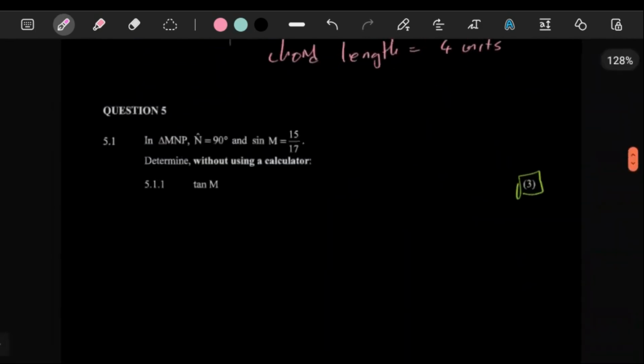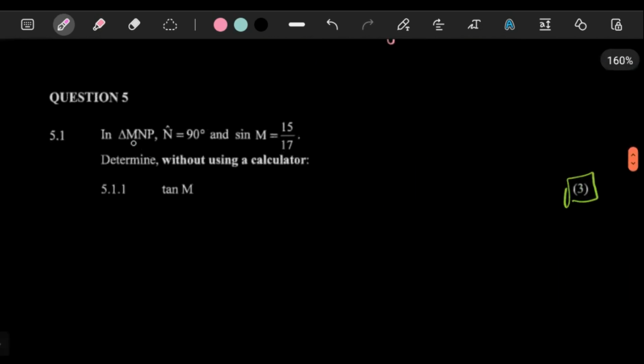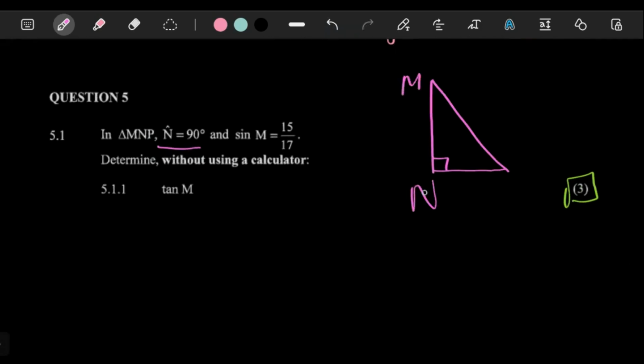It says here now, in triangle MNP, N is 90 degrees. So might as well draw a 90-degree triangle. N is 90, not M. M, N, P. N is 90. And then they said sine M. So sine M is opposite over hypotenuse.